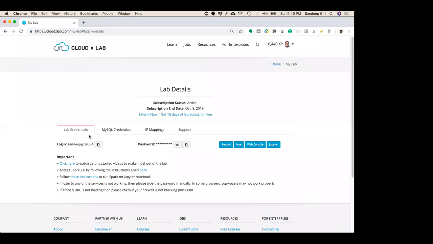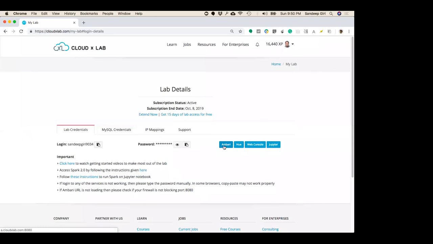Now, moving ahead. What you see here is, when you take a subscription of CloudX Lab or you take up a course, you generally get the lab credentials. And you can get the lab free by referring people as well. And here, what we have is the general instructions.